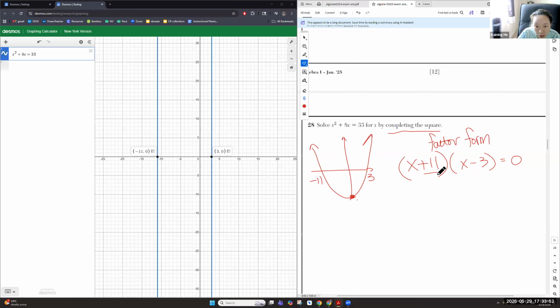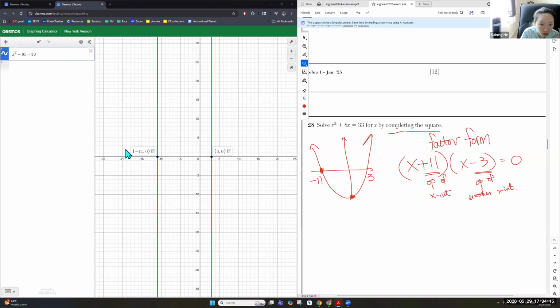So what does that mean is I'm going to have the opposite of my x-intercept in here. If I have -11 as my x-intercept, I'm going to write x plus 11. If I have +3, then I'm going to have, once again, the opposite of another x-intercept.